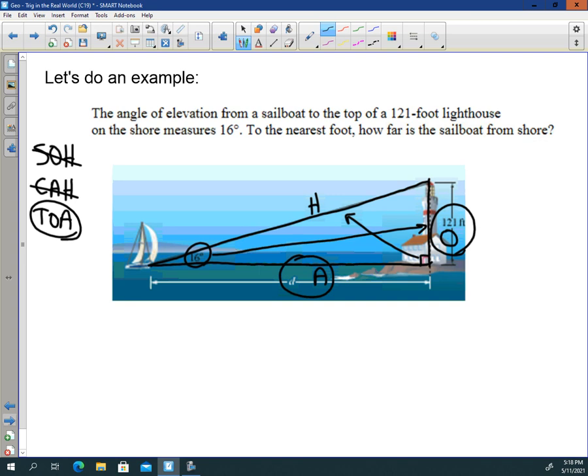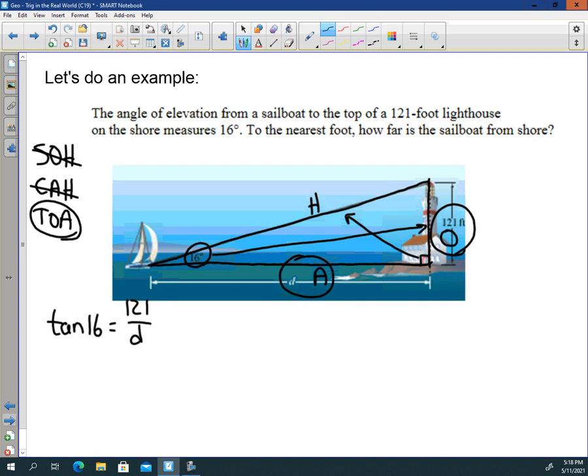So now we're going to use that to set up our equation. The tangent of the angle is the opposite over the adjacent. The tangent of the angle is the opposite, 121, over the adjacent, d. And we'll solve for d, and we'll see how far away from the lighthouse we are.